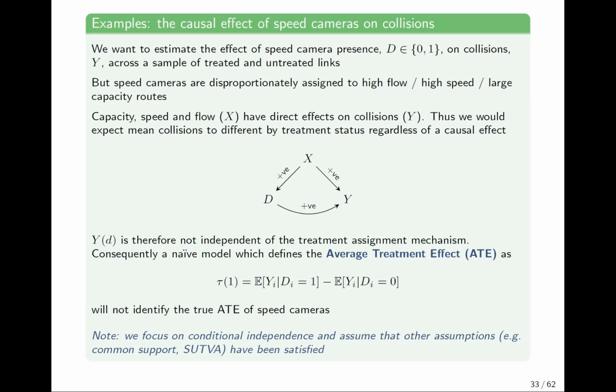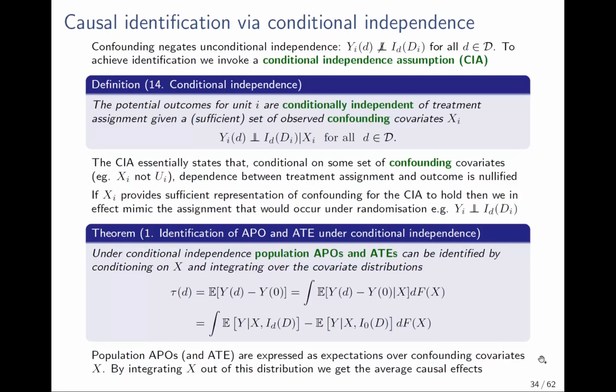So what can we do? Well, actually the solution is very simple. If we cannot invoke unconditional independence because we have some amount of confounding, then all we need to do is invoke a conditional independence assumption, which we're going to call the CIA, the conditional independence assumption. That's what we're going to invoke to achieve conditional independence, but it's going to be conditional on confounding covariates x.